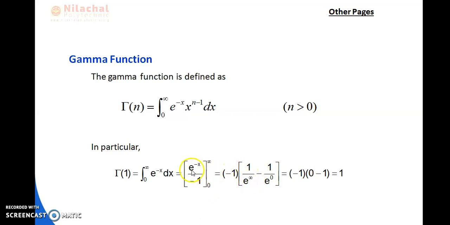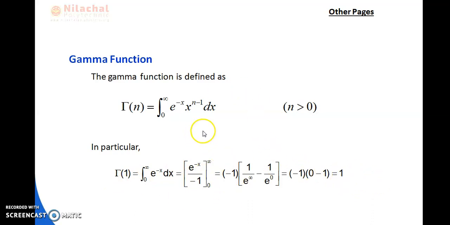So it will be represented as 1 by e to the power infinity. Why? Because e to the power minus x can be written as 1 by e to the power x. That's why we write 1 by e to the power infinity minus 1 by e to the power 0. That equals minus 1 keeping outside, and e to the power infinity is again infinity, and 1 by infinity is 0. That's why we are writing 0 here. Minus e to the power 0 is 1, and 1 by 1 is 1. So 0 minus 1, and minus into minus is plus 1. Hence we have to remember the value of gamma of 1 equals 1.